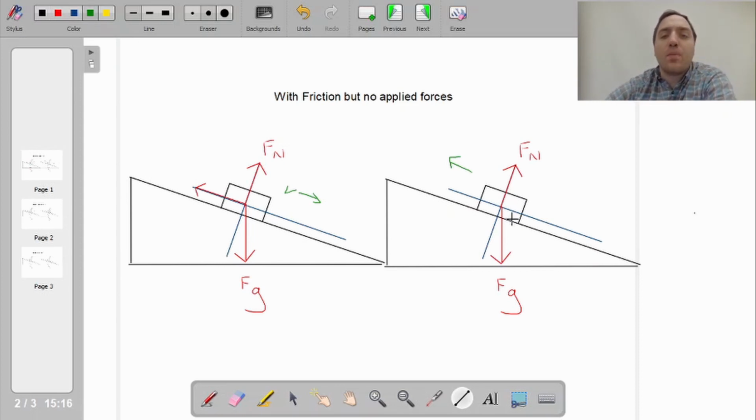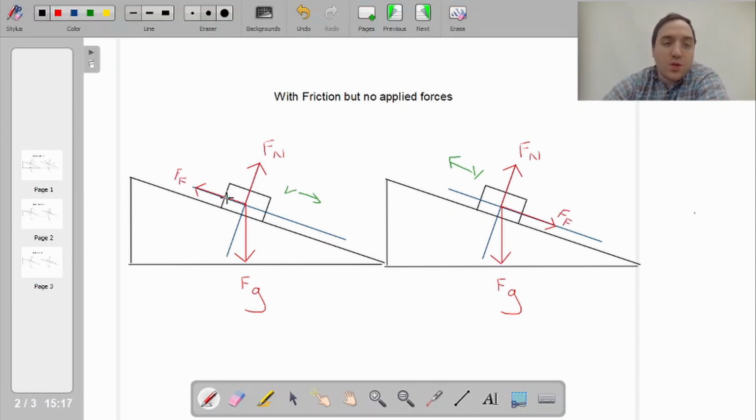What about when the box is sliding up the ramp? Say it started down here and started sliding up the ramp and encountered it. Which way is friction pointing? Well, in this case, friction is always opposite the direction of travel. So, therefore, friction will be going down the ramp.